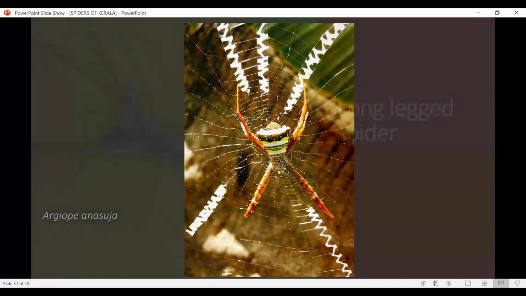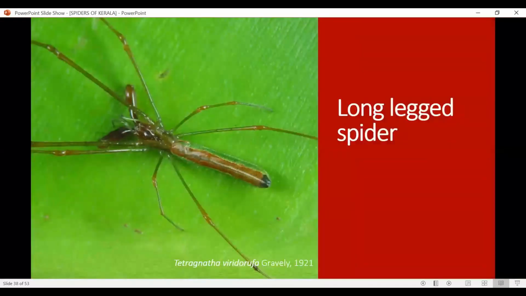Now we move to another, that is a long-legged spider. These are known as Tetragnatha. Basically, it belongs to the family Tetragnathidae. The photo is that of Tetragnatha viridorufa. The upper surface is red and the lateral side is green. Very easy to identify it that way. This is one species which we can very easily identify because of this green and red color.